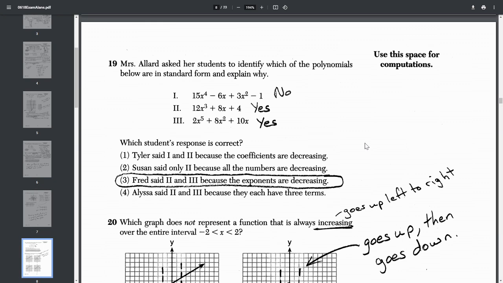Number 19, Mrs. Allard wants to know which ones are in standard form. Remember, in standard form, the exponents are sorted from highest to lowest. Choice 2 and choice 3 are both in standard form because the exponents are in decreasing order. So choice 3 is correct.